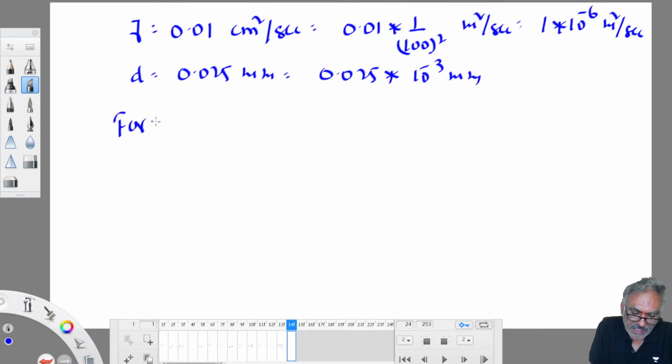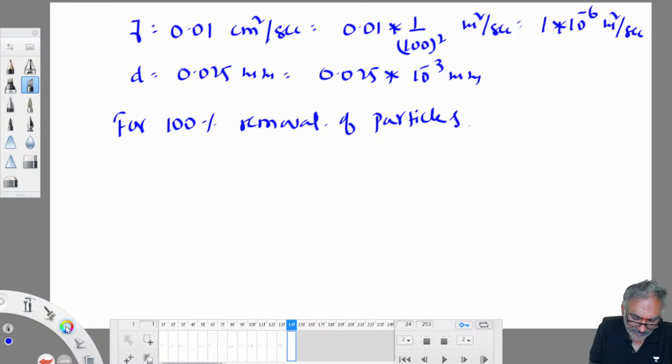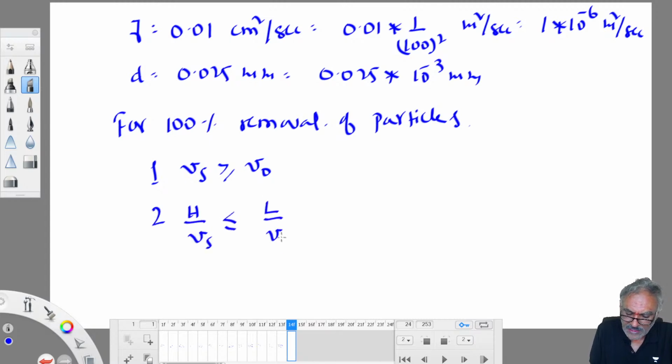So for 100% removal, what are the conditions? Two conditions are there. Any particle has to satisfy two conditions. One is settling velocity of that particle should be greater than or equal to V0. Second condition is settling time of particle should be less than or equal to detention time of particle. Which condition can you use here? Comfortably you can use the second condition. If it satisfies the first condition, the second automatically satisfies, and vice versa. So any condition you can use as per our comfort.